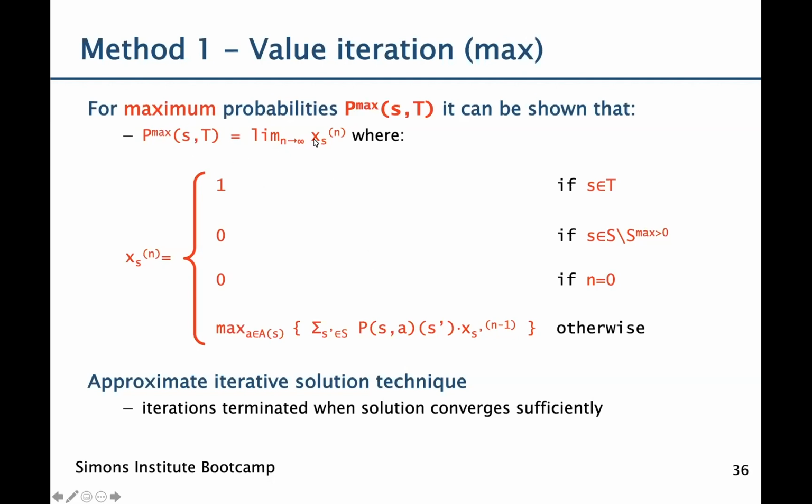For max, it's almost the same. Obviously, we now take a max over the available actions, and the only other change is here, where it's those states where the maximum probability of reaching the target is equal to 0.